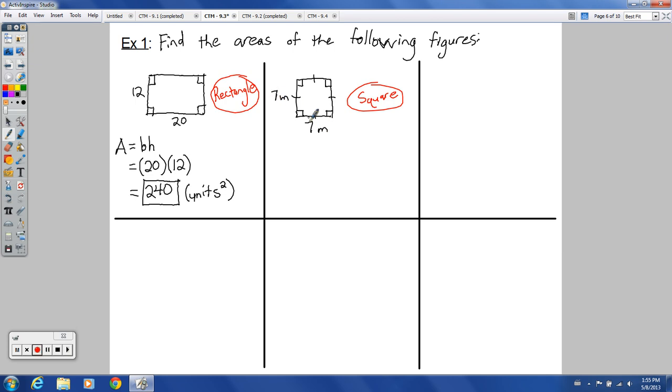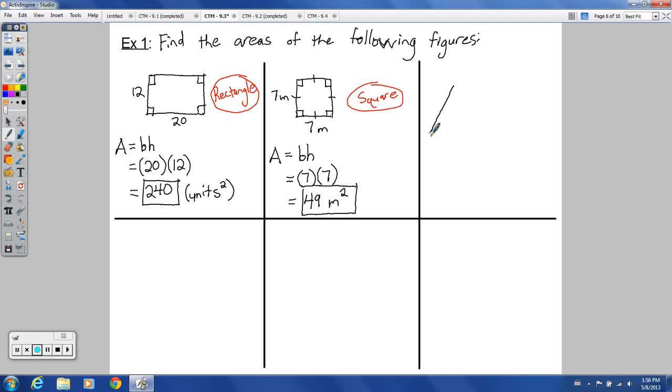I really didn't have to say 7 meters both places, because it's a square, we know they're all the same. But it's a special type of rectangle, so we can still use base times height. So we just have 7 times 7. If you just said 7 squared right away, no problem, that's fine. That's your s squared. You can also use that as a formula for the area of squares. So we have 49 meters squared for this one. This one, units were included up here, so we need to include those units down here. So let's do another one.